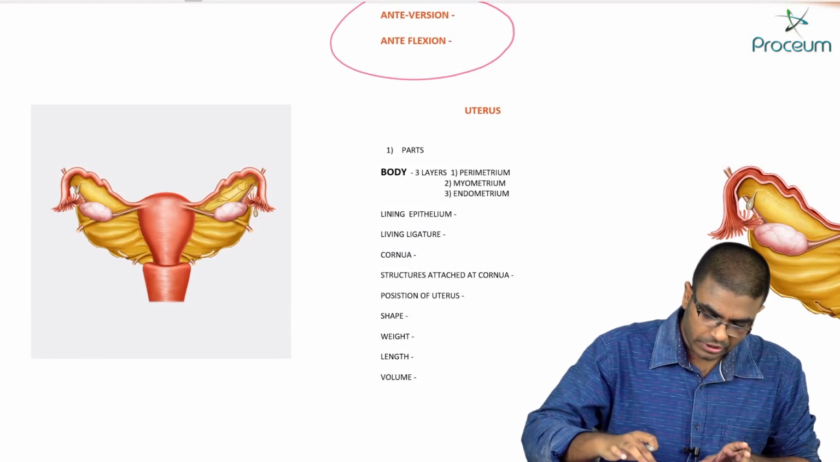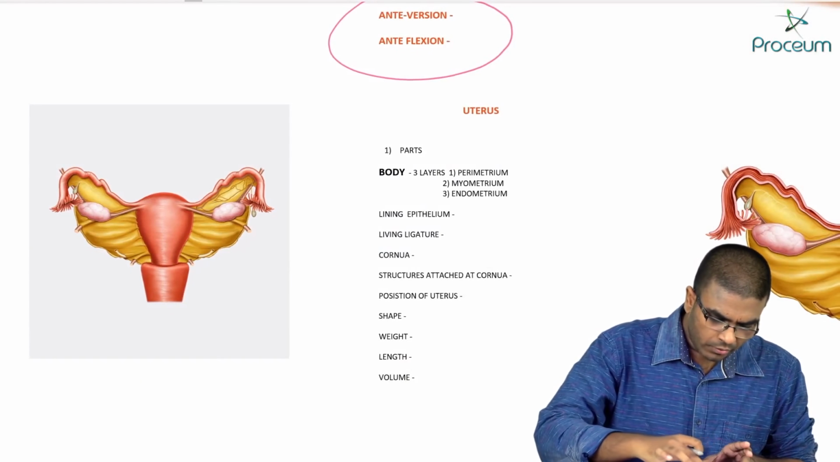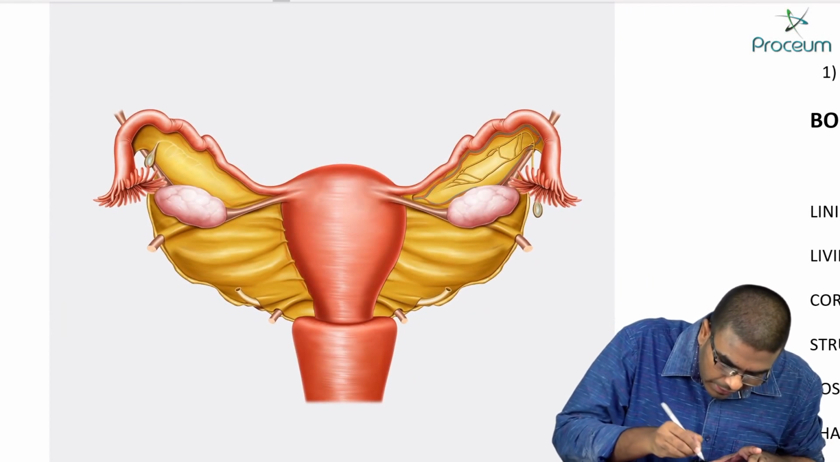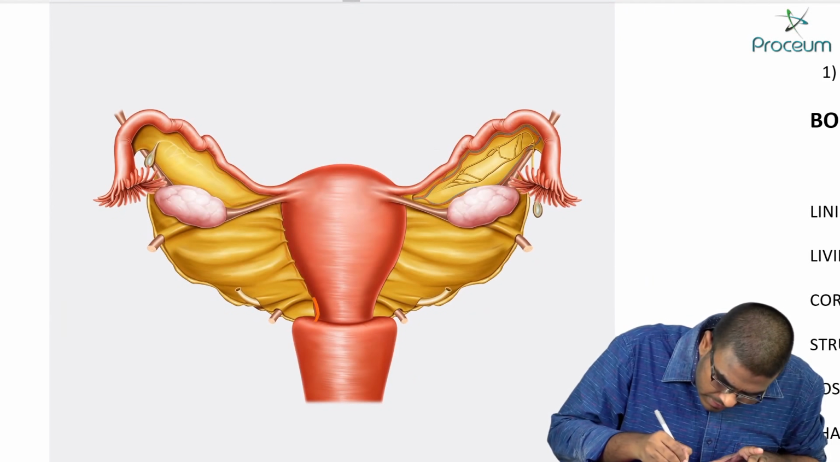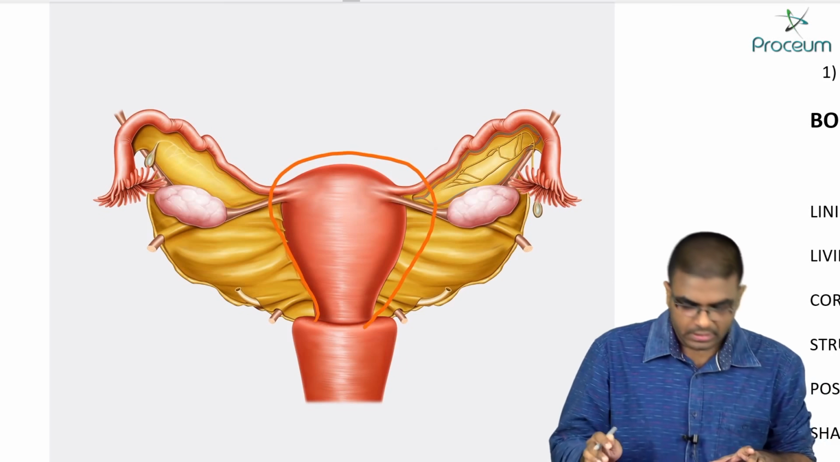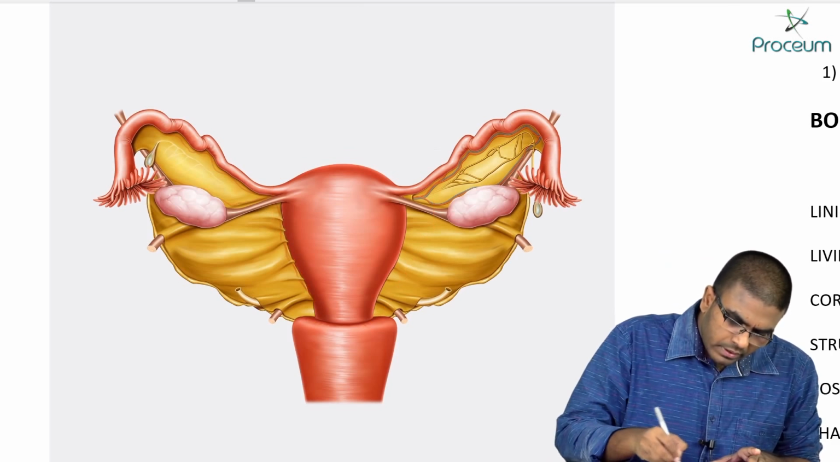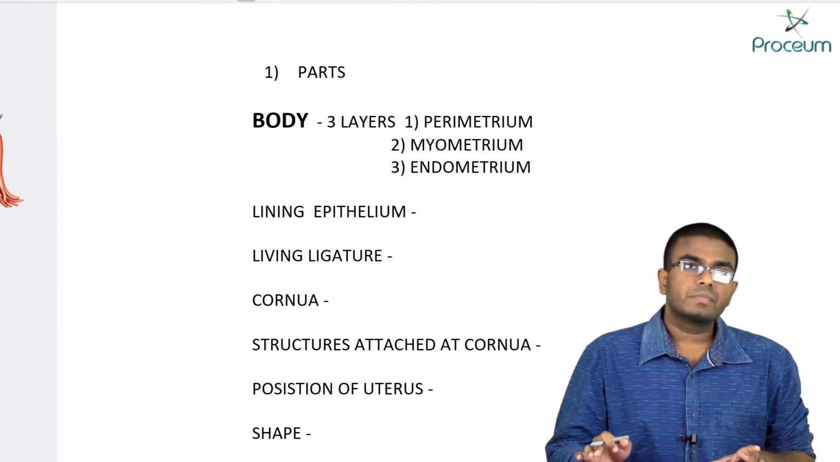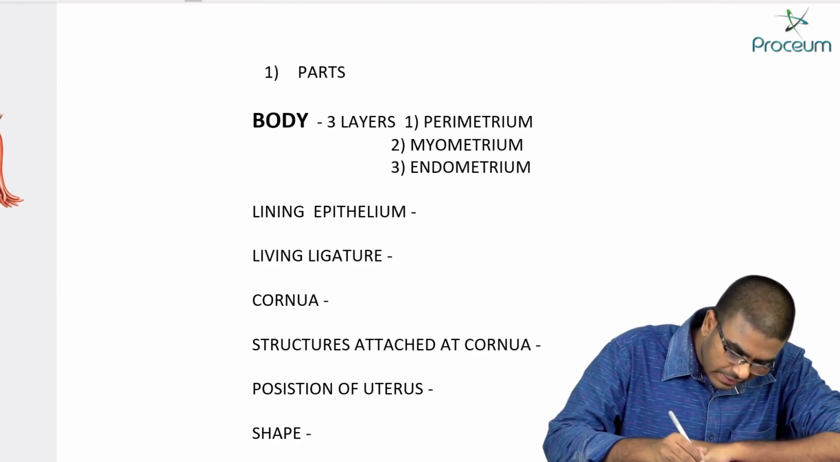Discuss about the uterus. Okay, now you guys know this is how the uterus looks. This is the uterus. Let me highlight it. This part which I am highlighting is the uterus. Now, in the uterus, for our exams, what all should we know? Let's start with the parts. What are the parts of the uterus?